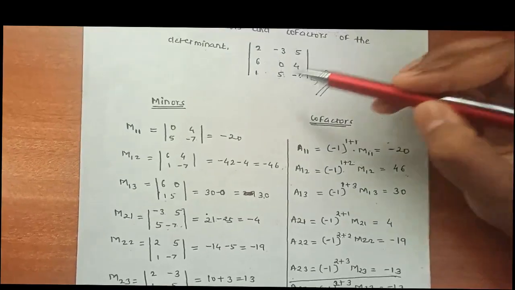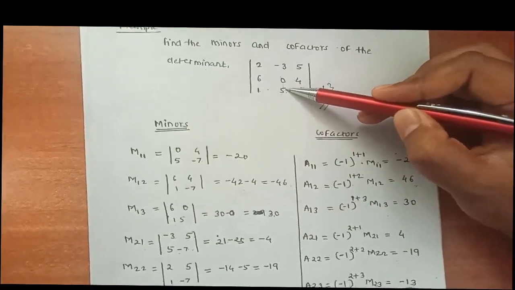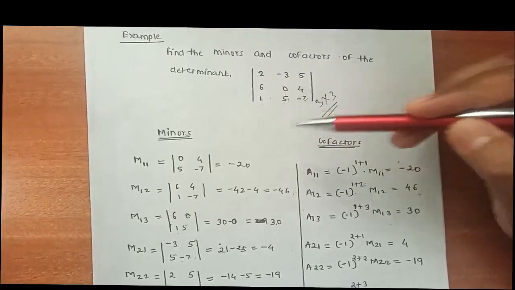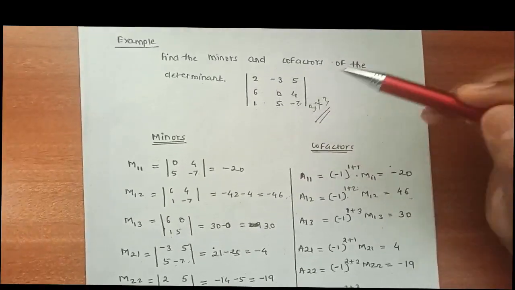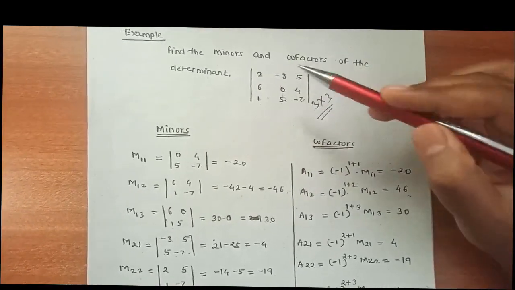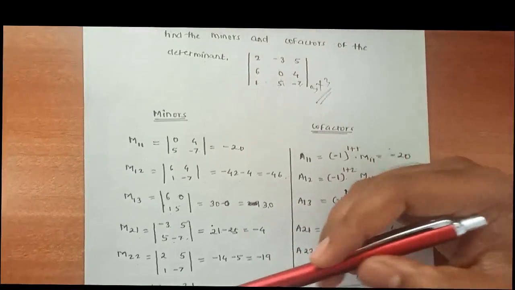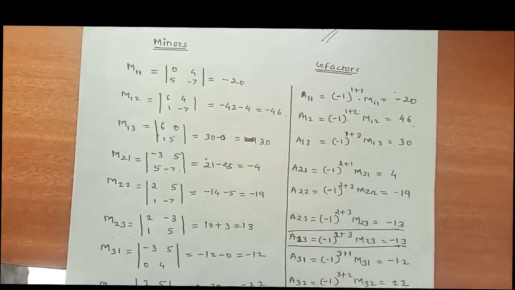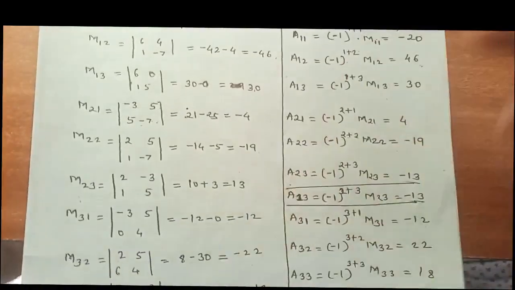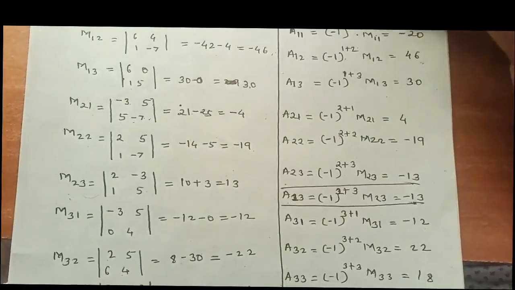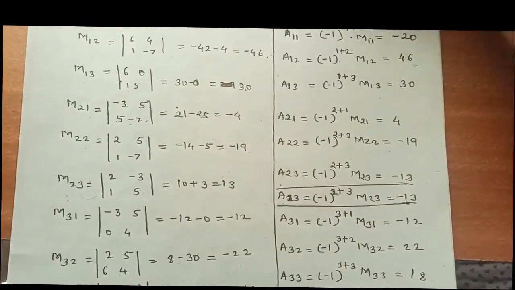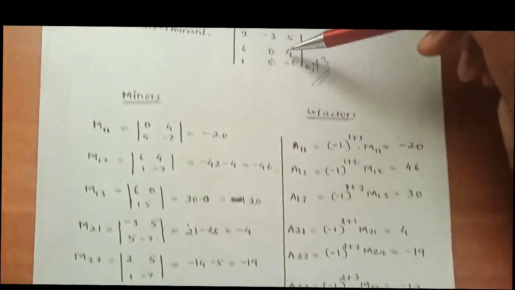Suppose I have to find the cofactor of 5. So the minor of 5 has already been found. That means the minor of the element A32. The minor of A32 is nothing but this element. This 5 lies in the third row and the second column. So we leave this row and this column, leaving 2, 5, 6 and 4.